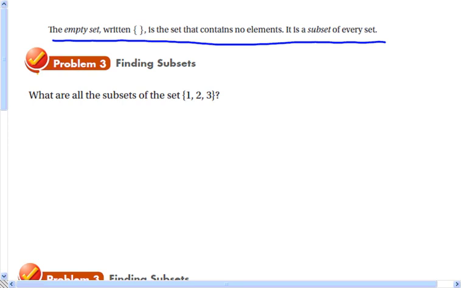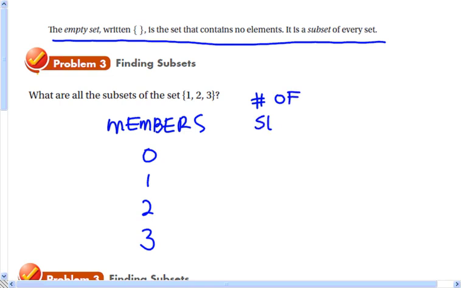All right? So here we're finding subsets. What are all the subsets of the set 1, 2, 3? And those subsets can have either 0 members, 1 member, 2 members, or 3 members. I'm going to list them separately. So all the sets that have 0 members, and we'll count the number of sets there are, and then we'll list those.